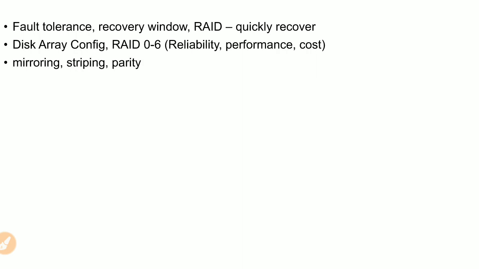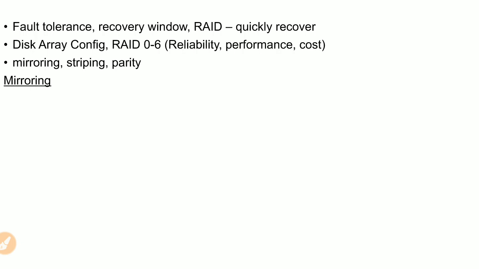There are three important operations which are associated with the RAID levels, that is mirroring, striping and parity, and a particular RAID level uses one or a combination of these operations. For example, RAID 0 only uses striping and RAID 1 only uses mirroring, and other RAID levels use a combination of striping and parity.